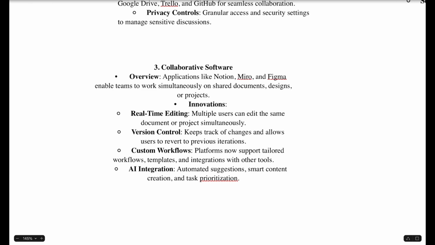And the third one is collaborative software. So like Notion or Figma. They enable teams to work simultaneously or share documents, designs, or projects.